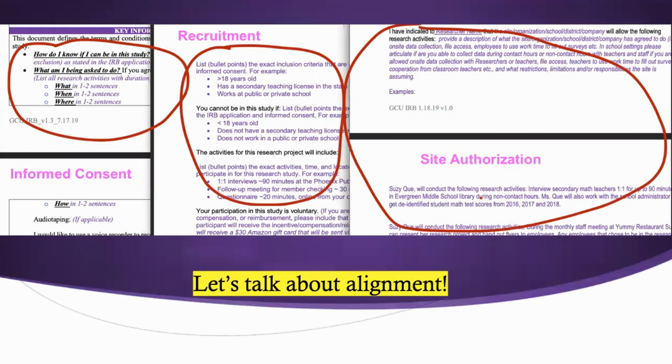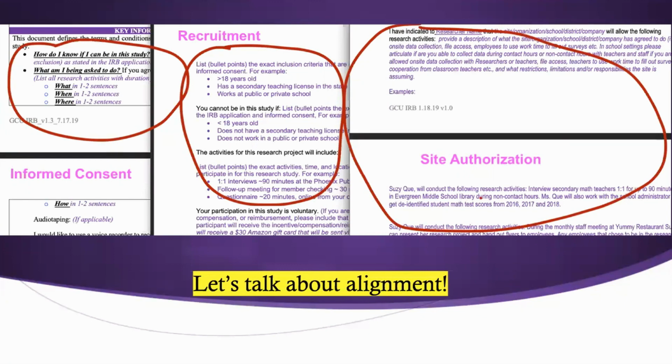All right, so what I'm going to do is talk a little bit about alignment. Any doctoral learner has learned about alignment. You hear it throughout all of your coursework. What I did in this screen that you're looking at is I took just pieces of our informed consent, our recruitment, and our site authorization template. I just put them all three together, squashed them on my screen, and took a screenshot. And then I made circles.